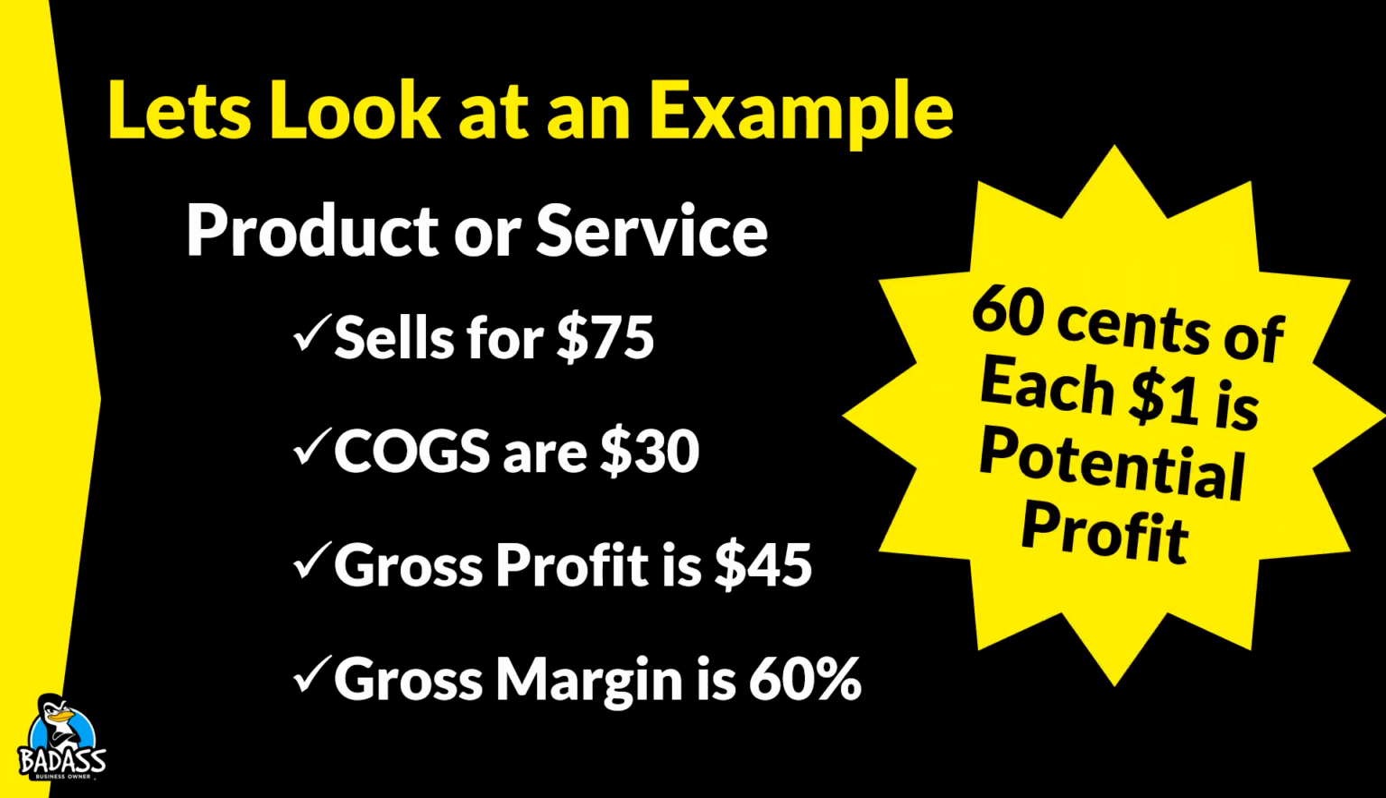So in this particular case, we can tell that 60 cents out of each dollar is potential profit. That's why it says 60%. So when you think of the percentage, just convert it into cents, and it tells you 60 cents of every dollar is potential profit.